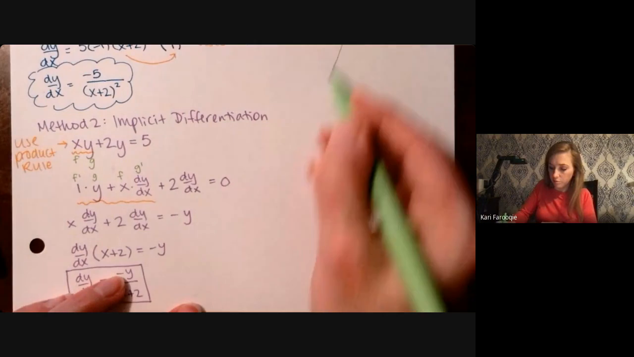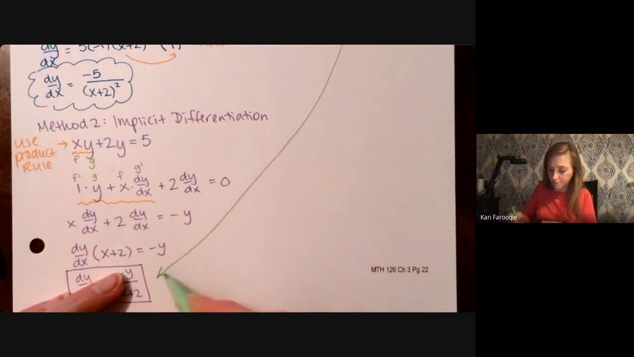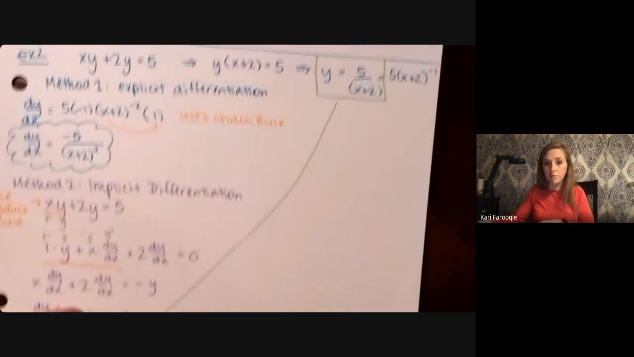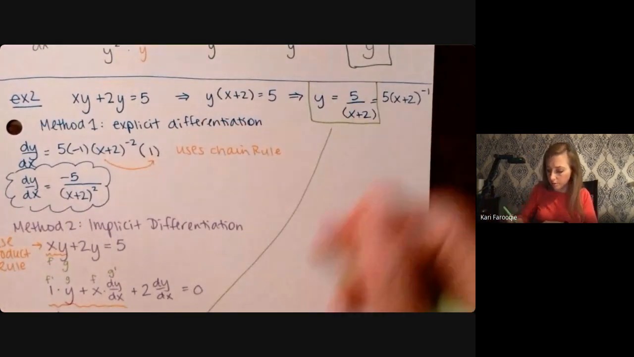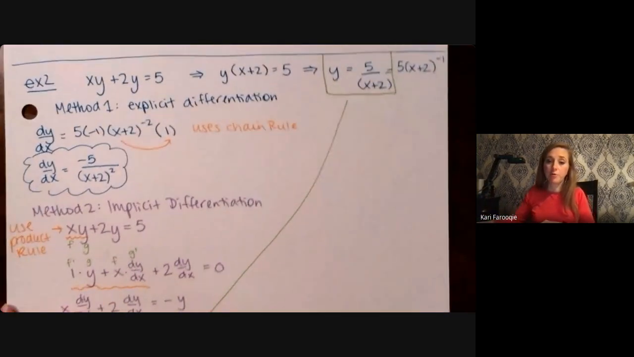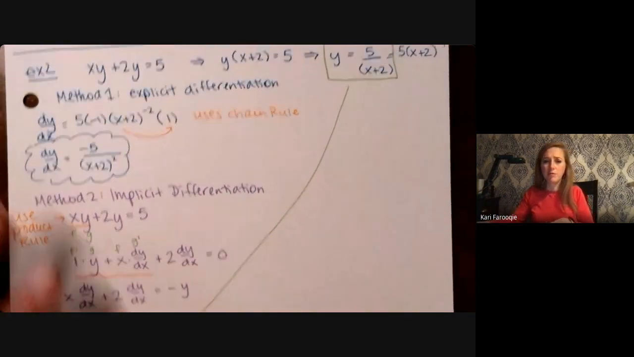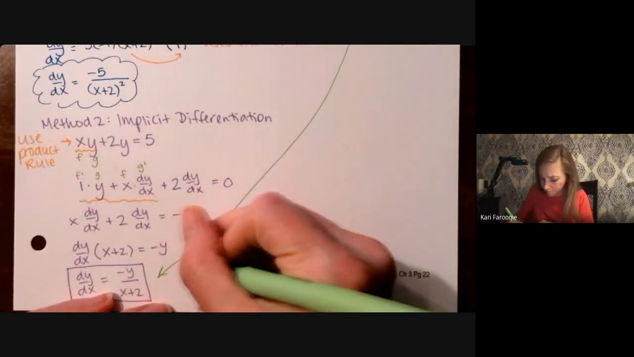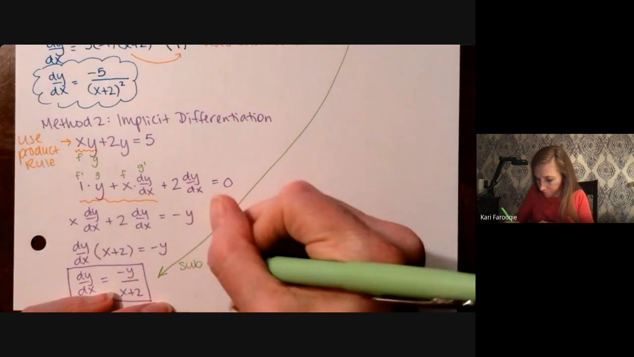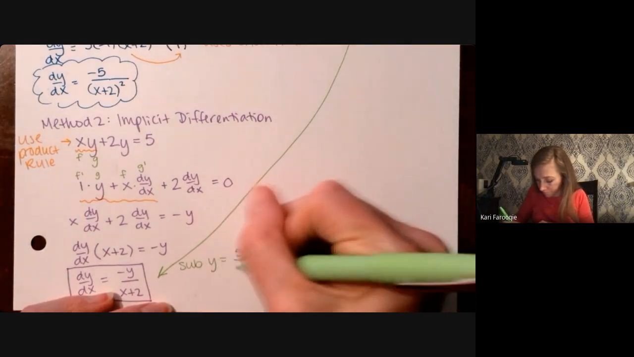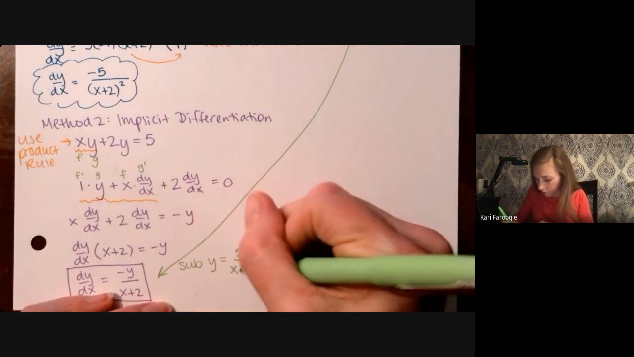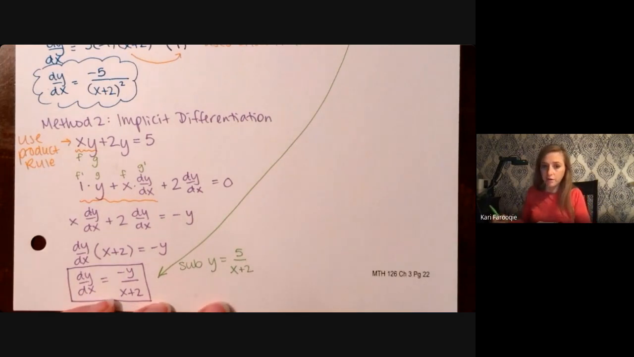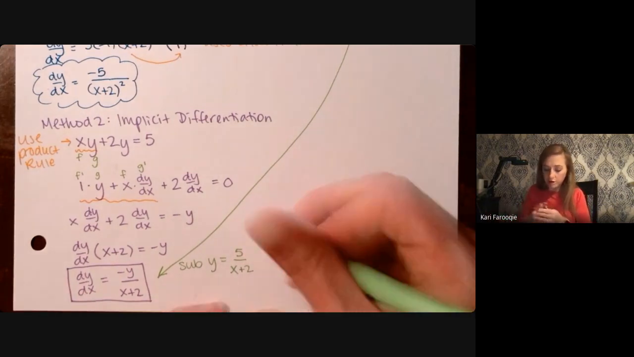I'm just going to say sub back in for y. Sorry, I don't know where to put this. I would have to zoom out and then you won't be able to see very much. So I'm going to say sub back in for y, where y equals 5 over x plus 2. And then we'll just simplify it out.